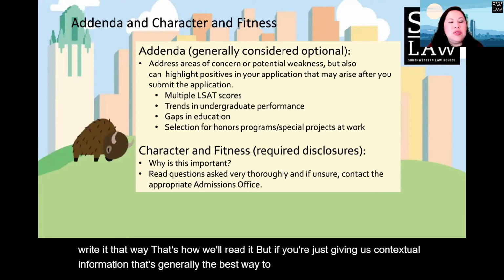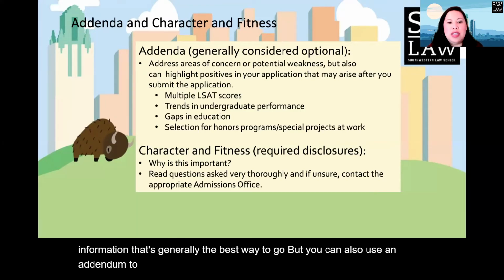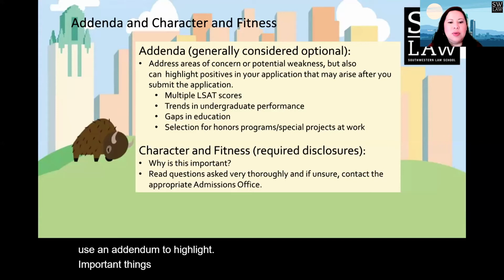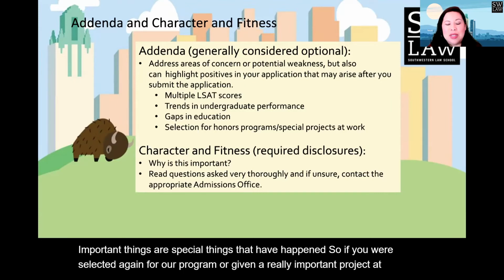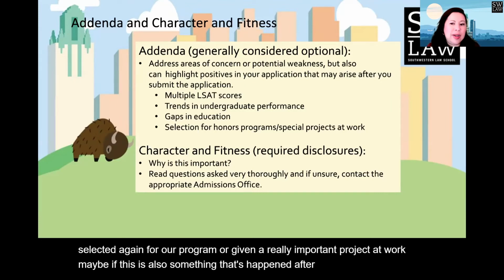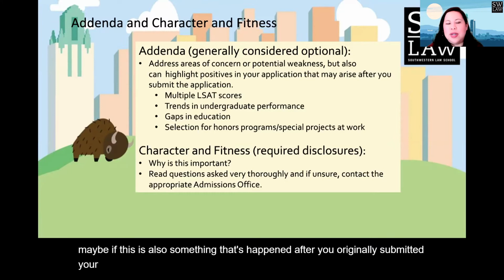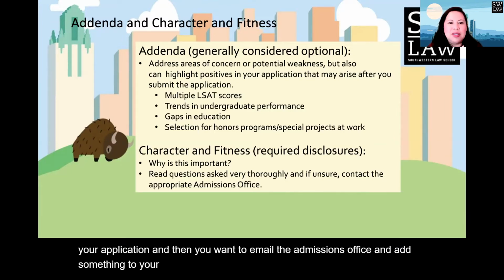But you can also use an addendum to highlight important things or special things that have happened. So if you were selected again for a program or given a really important project at work, maybe if this is also something that's happened after you originally submitted your application, and then you want to email the admissions office and add something to your file, all of that technically falls under that heading of addenda.